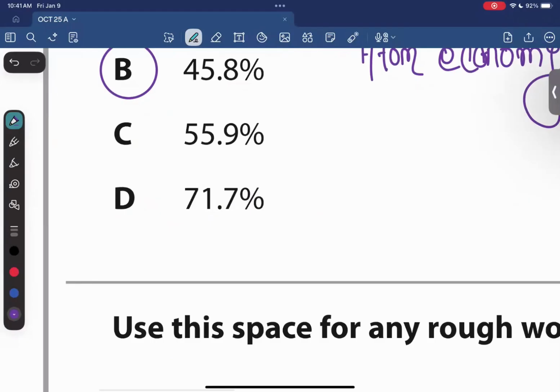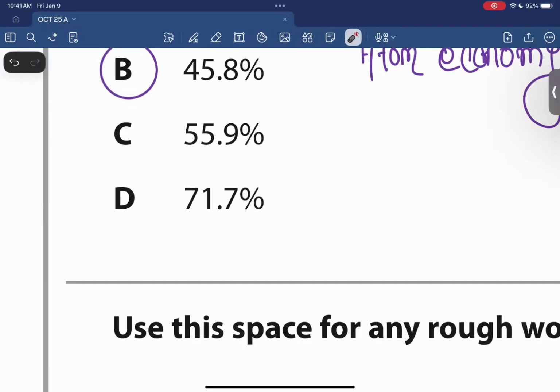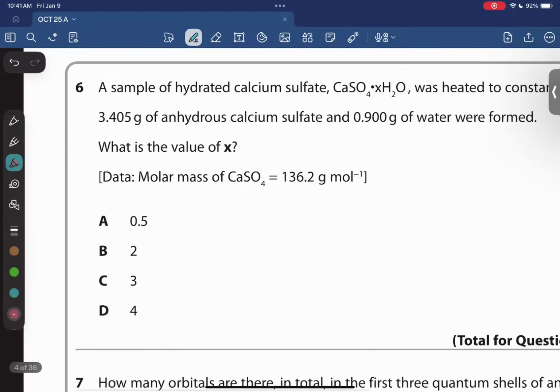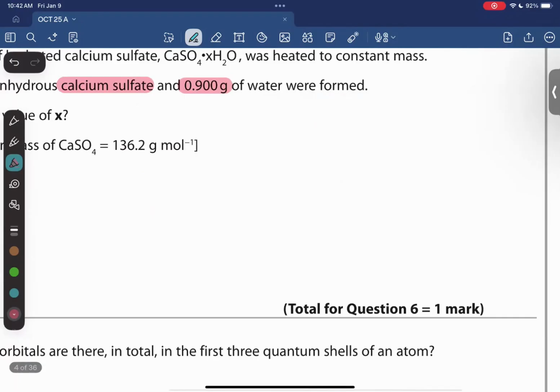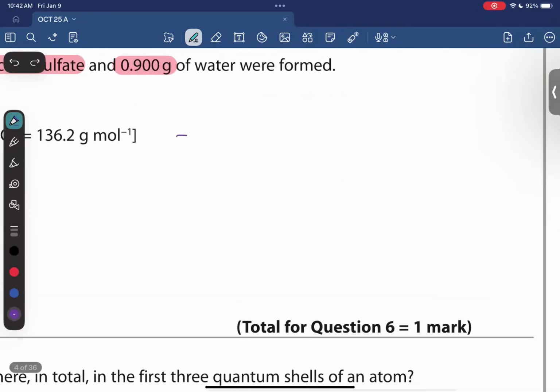In question 6, it says that a sample of hydrated calcium sulfate has a formula of this and was heated to constant mass. 3.405 gram of calcium sulfate was produced, and this mass of water was produced. What basically is the value of x? Now this is another common question that you will encounter in your exam scenario. So let's solve this.